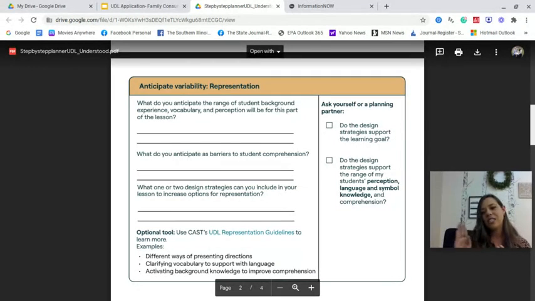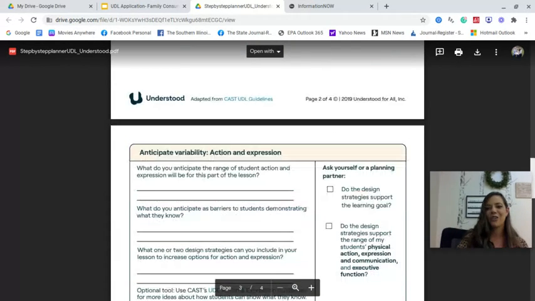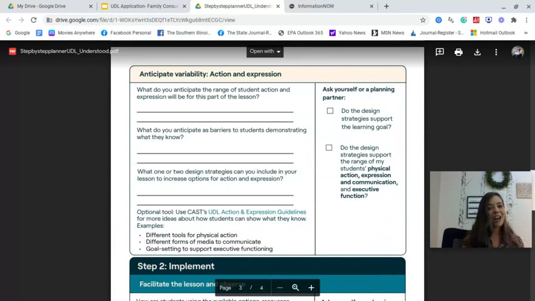So going into Kendra's math area there, I'm not good at math. I can't do the conversions. And so how do we design that strategy support to help the learning goal, to anticipate some of those barriers? And then what's a strategy that you can include to increase those options for representation? So just different ways of presenting directions or clarifying the vocabulary, that option for that additional lecture that we now have to record for our remote learners, whether they're watching it or not. And so there is that option there for them to go back.